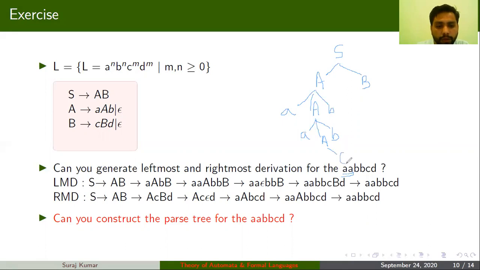Now you can replace this A with epsilon, and similarly to generate this CD, you can write it as C, capital B, D. Okay, and now you can replace your C with epsilon. Okay, so if you want to see the input, you can follow this tree, you can read from top to bottom, left to right. Whenever a terminal is encountered, you can print it like this.